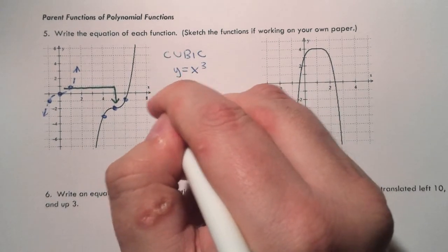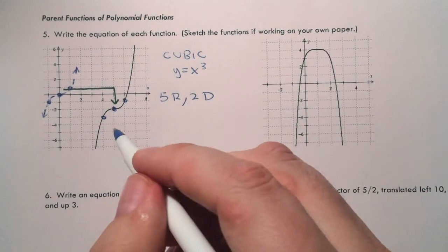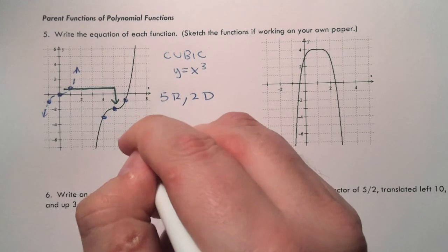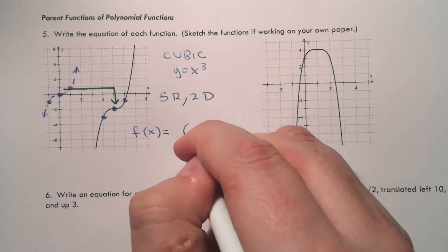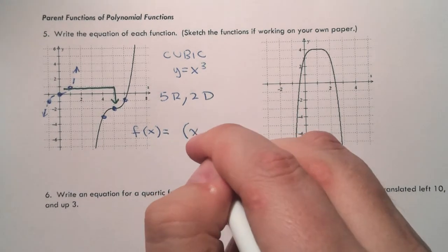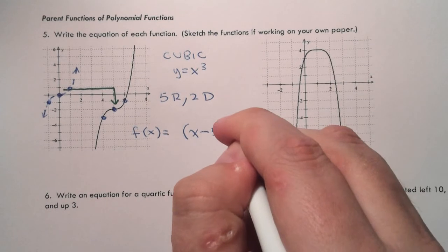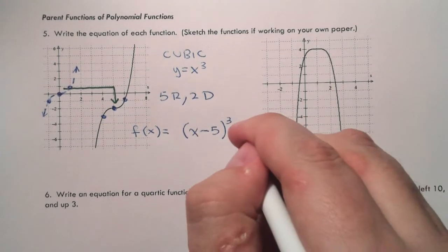So if I'm going 5 right and 2 down, the equation here of this function, well, it needs to be an equation, it needs to be a function. I can say y equals or maybe f of x equals. Since there's no reflection or stretch or compression, I can just go right in and say x. To go 5 to the right, I'll say -5, cubed, because it's a cubic. And to go 2 down, I will have -2.